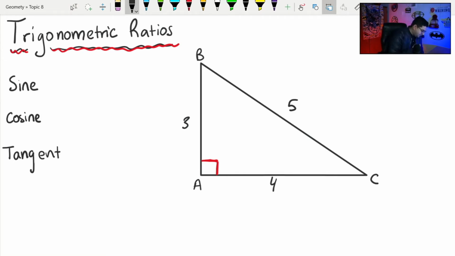So first, let's start off with sine. Sine is what we get when we take the side that's opposite to the angle that we're looking at, the opposite side, and we divide it by the hypotenuse.